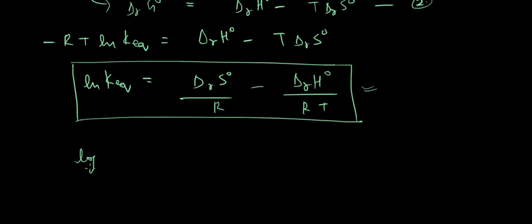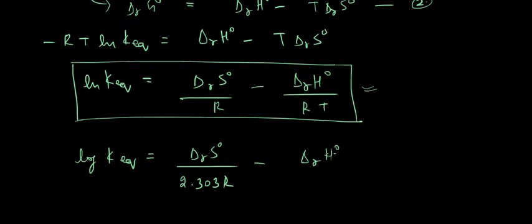Or we can also write this in terms of log, which would be equal to delta Rs naught divided by 2.303 R minus delta Rh naught divided by 2.303 RT.